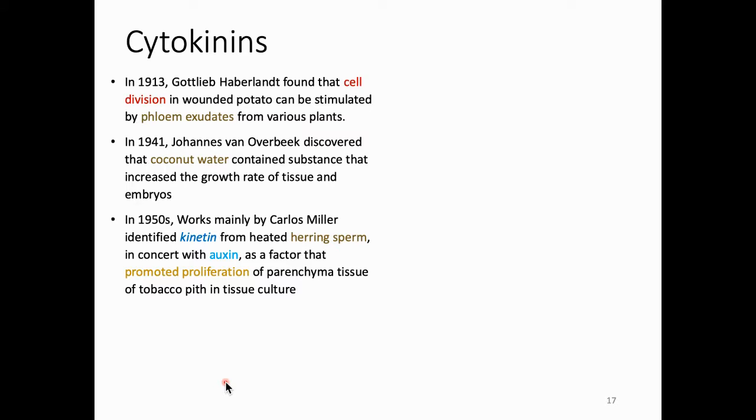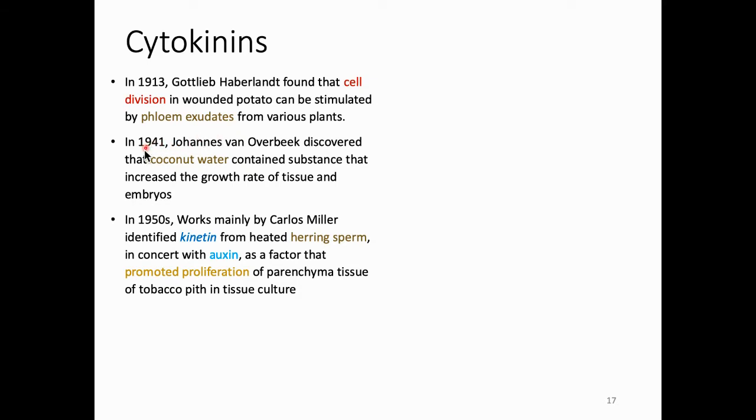The next hormone is cytokinin. Cytokinin promotes cell division, and in 1913, a scientist, whose name I will not attempt to pronounce, discovered that the wounded potato had more cell division when he applied phloem exudate from various plants. Phloem exudate is just like phloem sap from other plants. The plant cells of the wounded potato will divide faster.